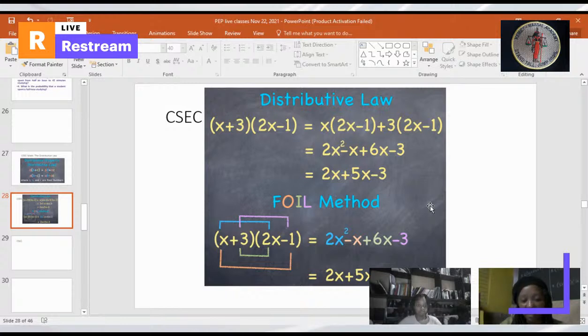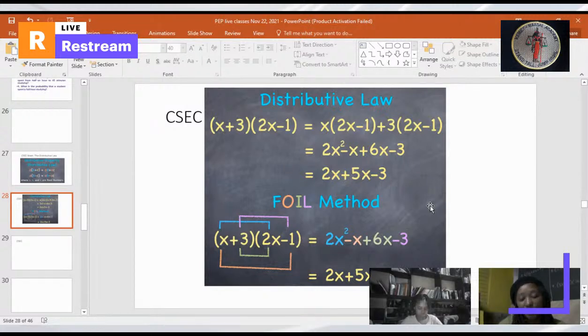Now there's an error on this chart. They have 2x, it should be 2x squared because nothing was done to the 2x squared. It's still 2x squared. And they simplified the negative x and the 6x, so we get 5x, and then we have the negative 3.